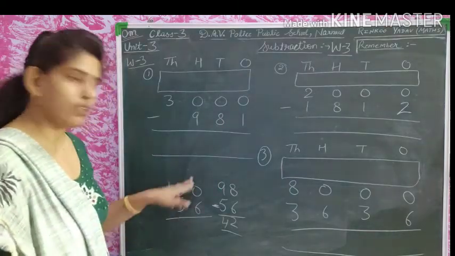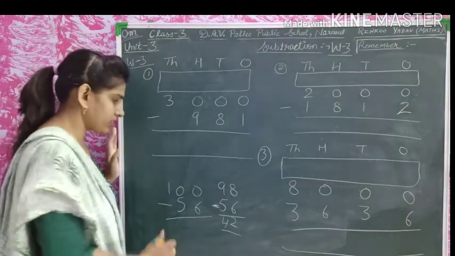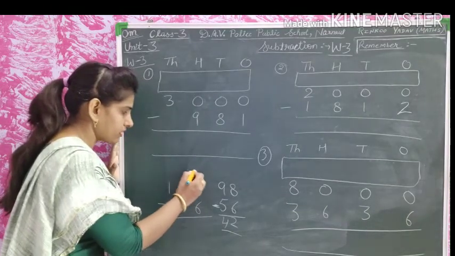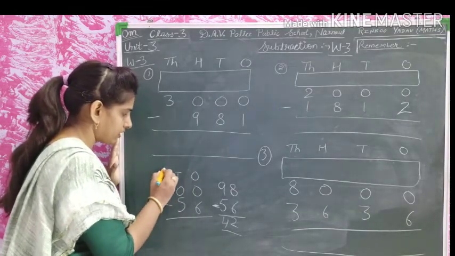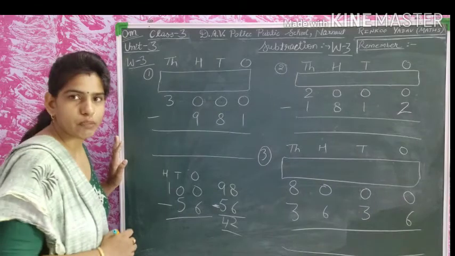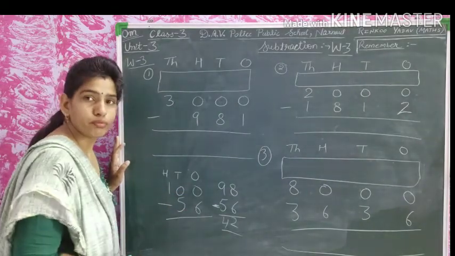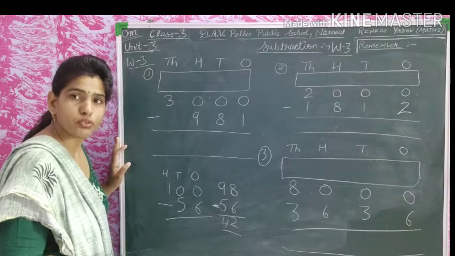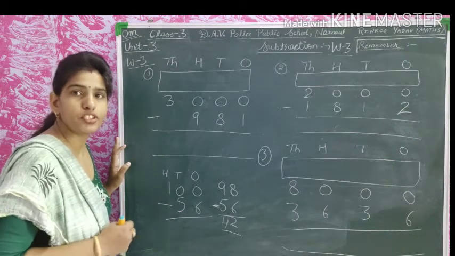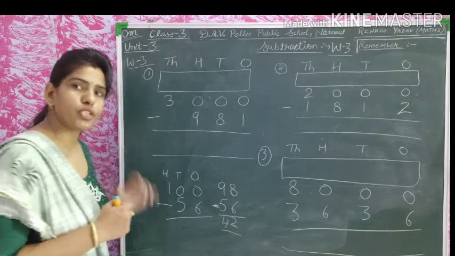So what will we do here? Students, let's see. There is the ones place, the tens place, and the hundreds place. We have to subtract 6 from 0 at the ones place. No, it is not possible. So what will we do?